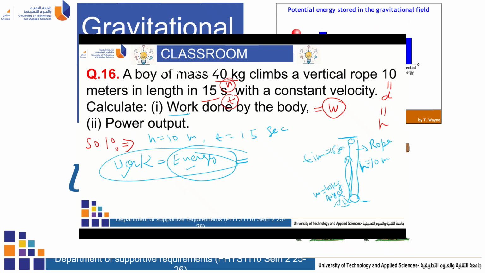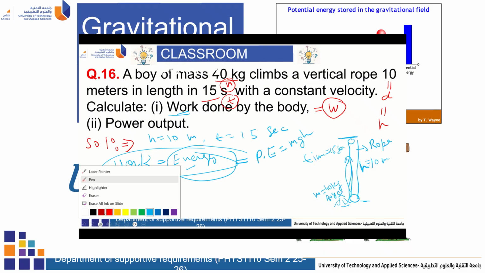They are asking what is the work done, but I'm not going to find the work. Here I am finding the value of the potential energy. Once it is reaching up to here, the rule for the potential energy is mgh. So I am going to use this rule.